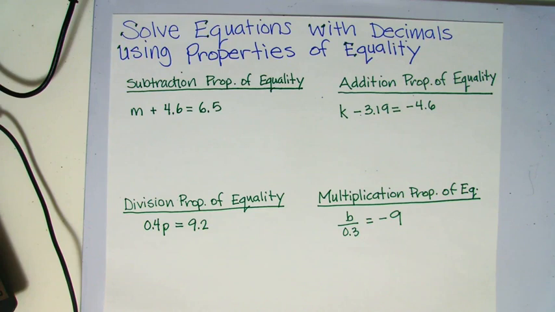So in this lesson, we're going to review the 4 properties of equality while using decimal numbers. The first one is subtraction property of equality, m plus 4.6 equals 6.5. It's subtraction property because we are going to subtract 4.6 from both sides to isolate m.